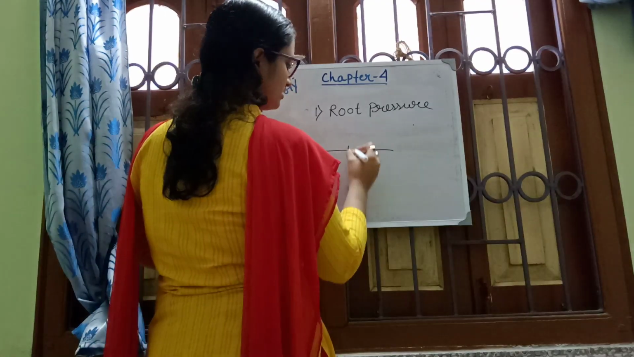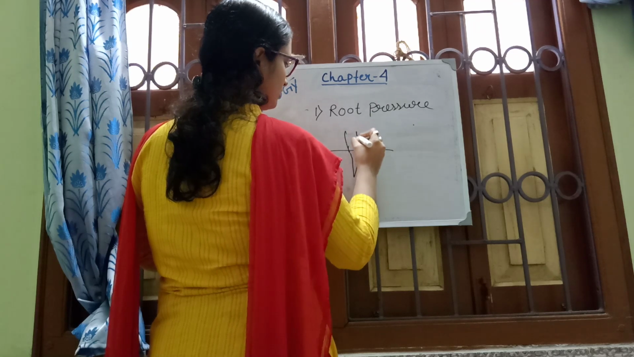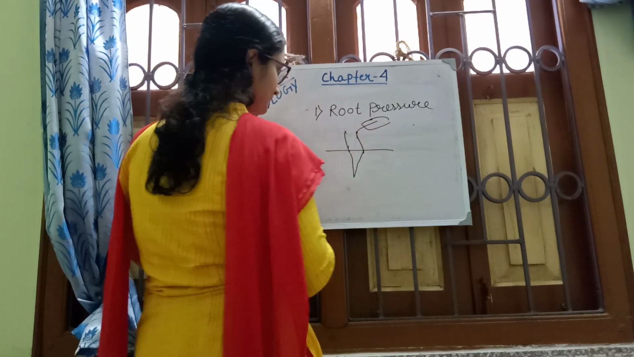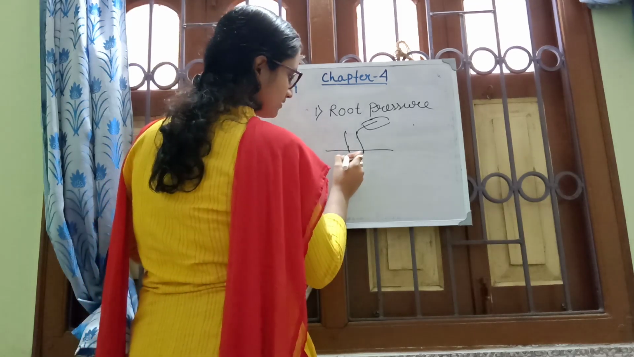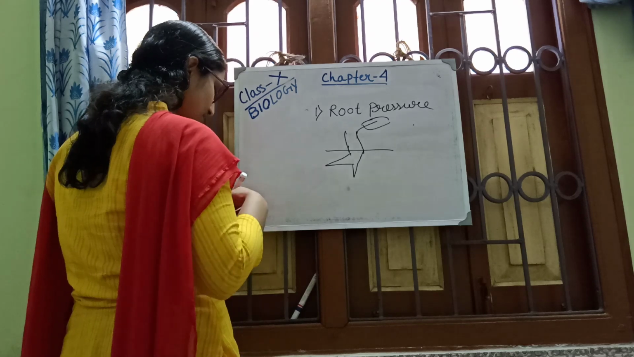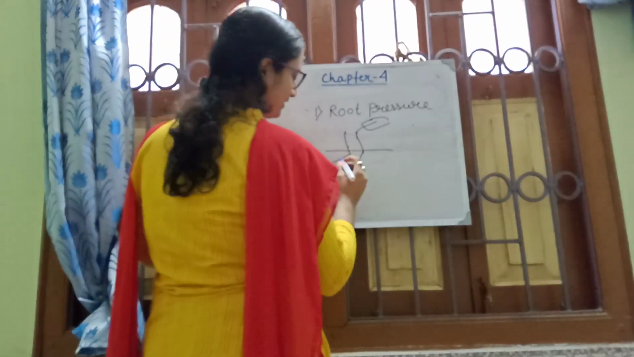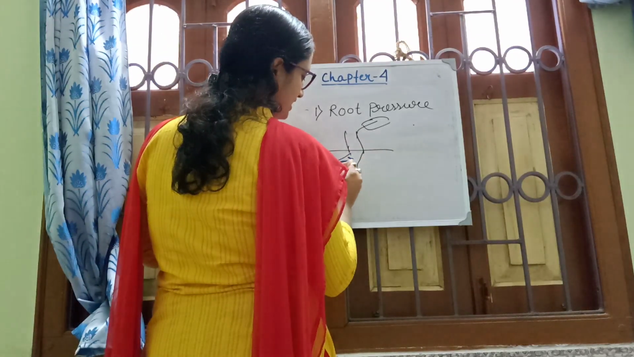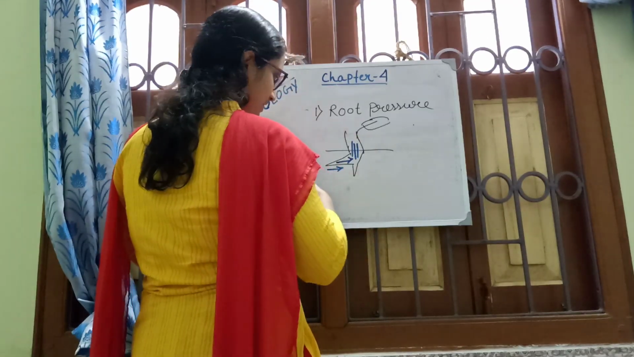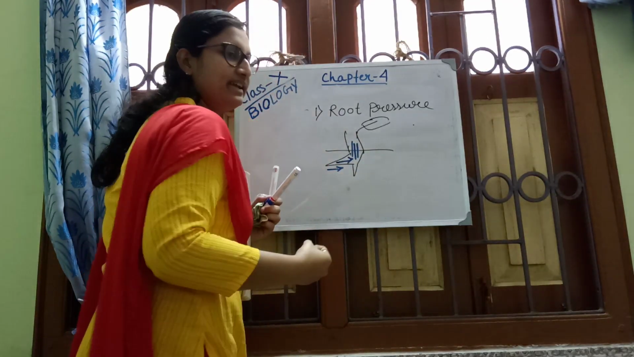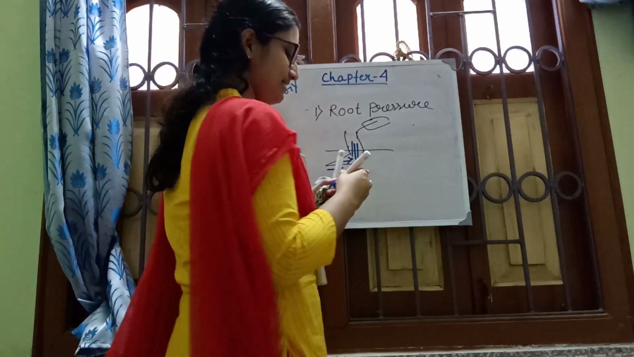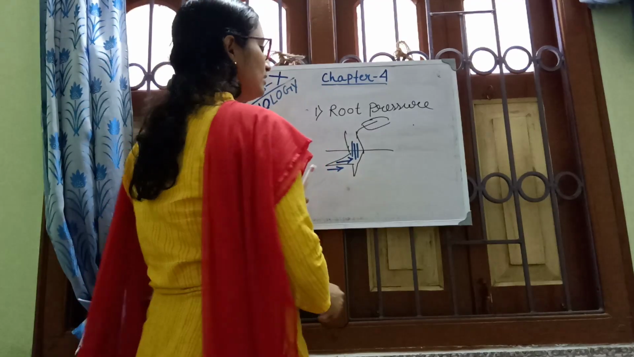You can see here this is the root and the stem, and this is the leaves. Here the root absorbs water continuously from this region, and the water is a reservoir. Here pressure is created. For this reason, because of this pressure, the water level rises up. This is called the root pressure.